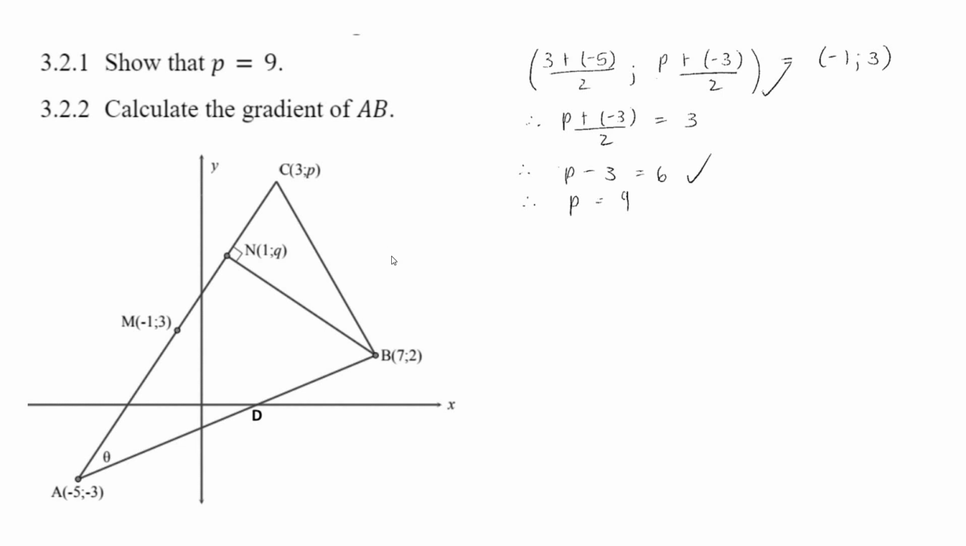The next question says, calculate the gradient of AB. Well, now that we got B is 7 and 2, A is, just use the gradient formula. You subtract the y coordinates, 2 minus -3, and 7 minus -5. That's 5 over 12. Now we have the gradient of the line AB.